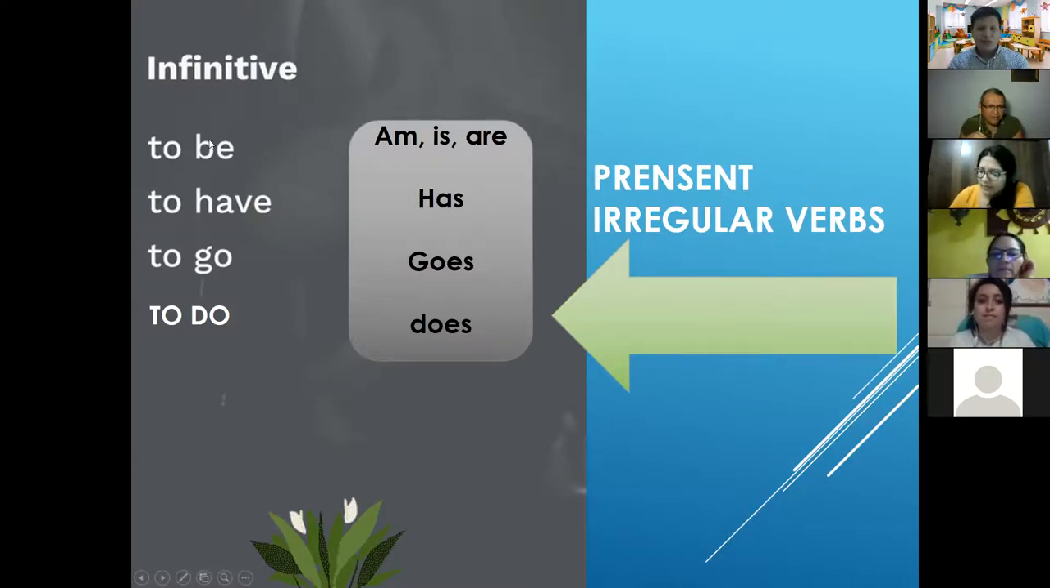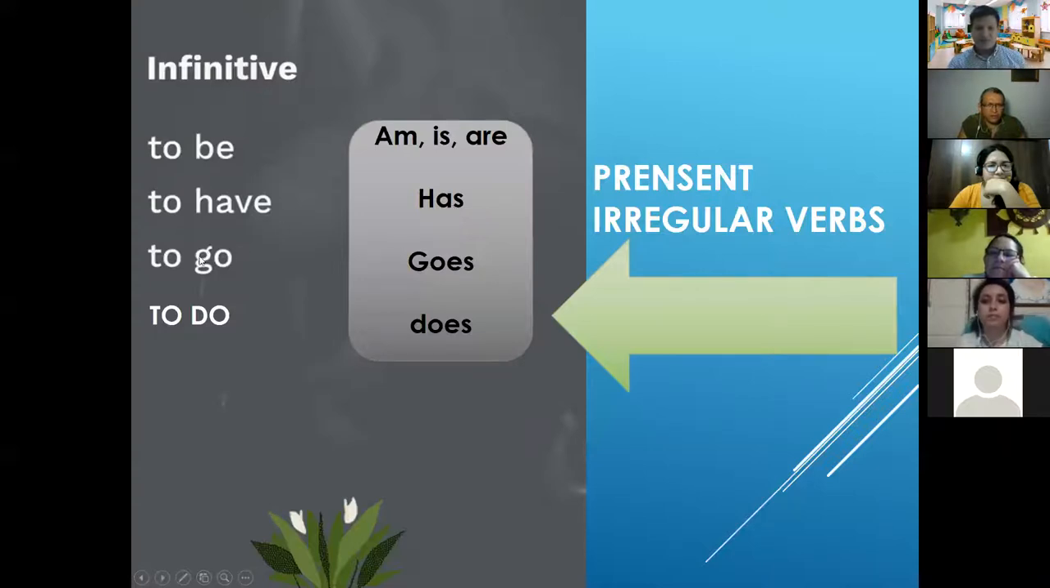And let's see. The verb be tiene tres formas: am, is, are. Is it irregular or regular? Irregular verbs, because it changes completely. Then we have have, and has. Has with third person. For example, I have an apple. He has. Now, third person.